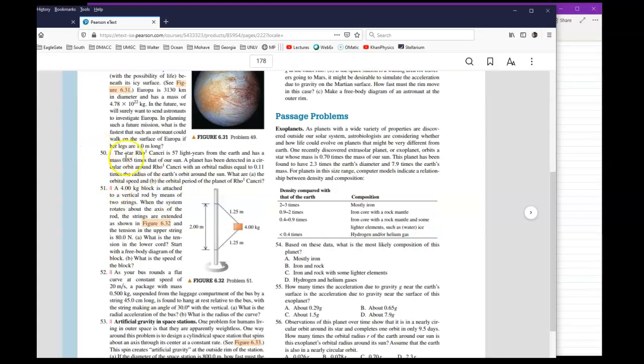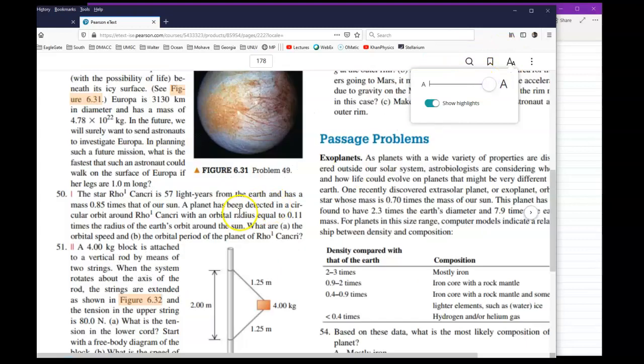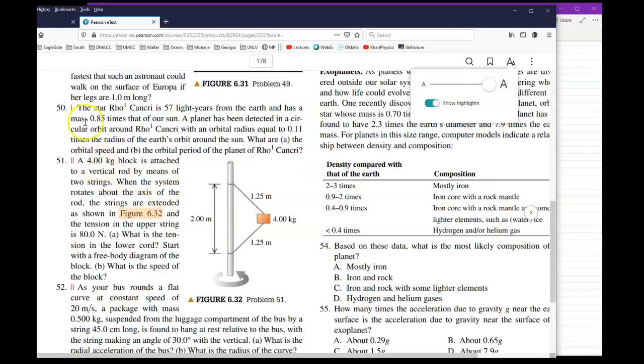Right there, here. Make it bigger. There we go. Right here. Okay. Oh, it's level 1. Okay, I didn't know that.